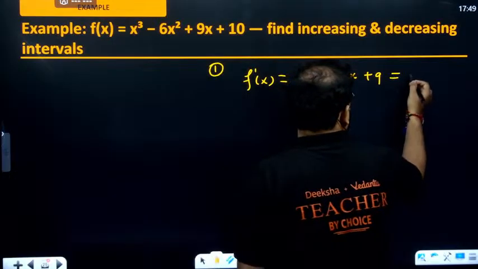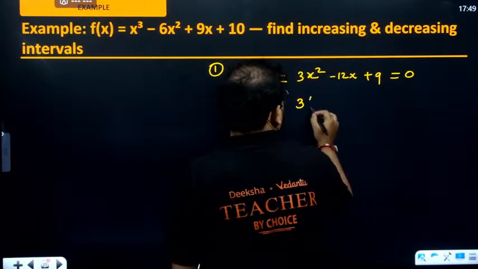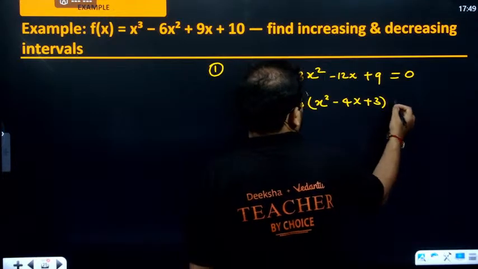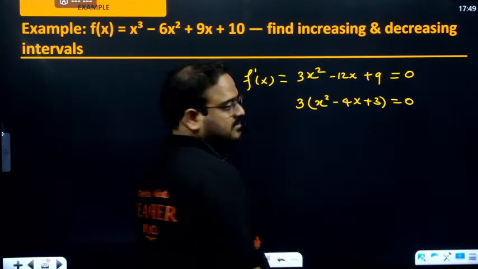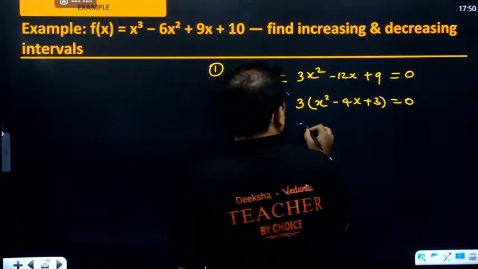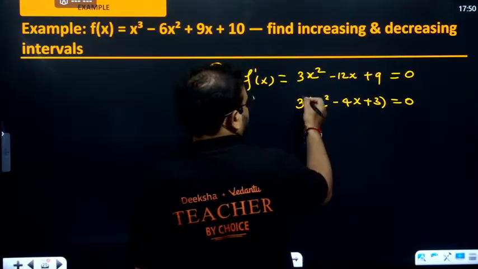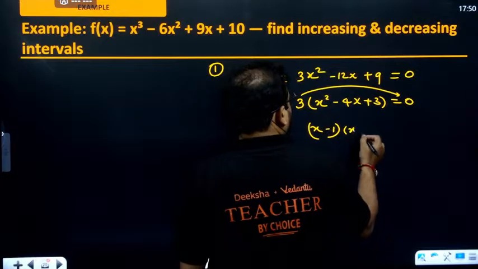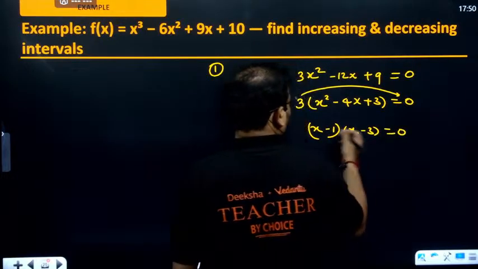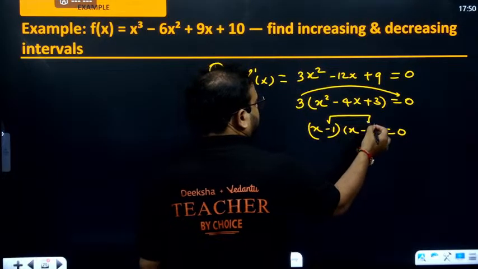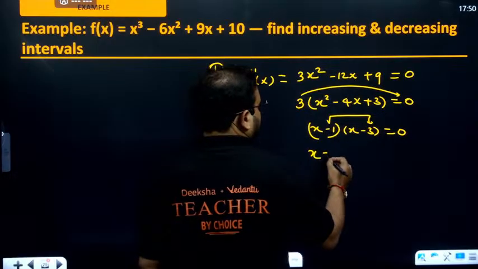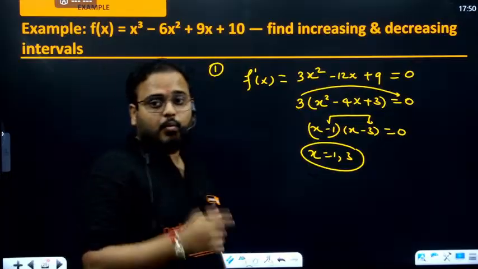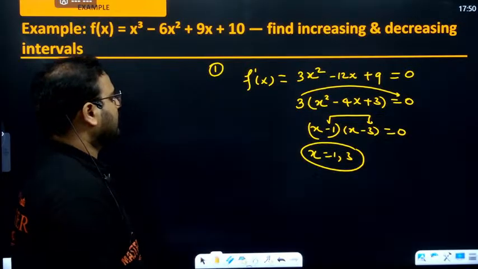Next is what? Put it equal to 0. Take 3 common: x square minus 4x plus 3. Can you find this factorization? Of course. The 3 is gone now because we can move this 3 to the 0 side. It will become (x minus 1)(x minus 3) equal to 0. So we get the x value as 1 and 3. Correct?